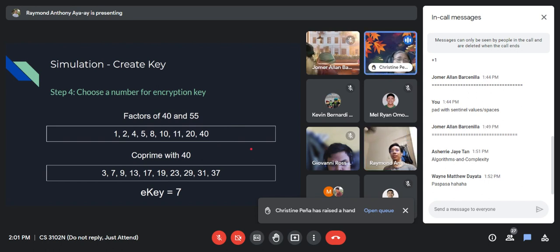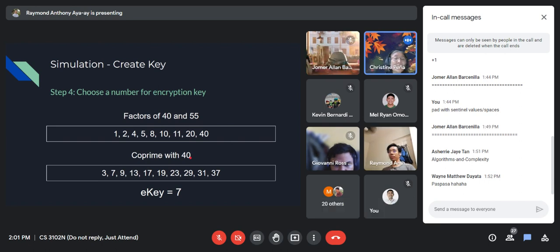So you are just removing, what are these? These are the prime factors from 2 to 40. You're listing the prime factors from 2 to 40 that are not found in the factors of 40 and 55. Is that correct? So 5 is removed, 11 is removed, and that's it. Only 5 and 11 are removed.